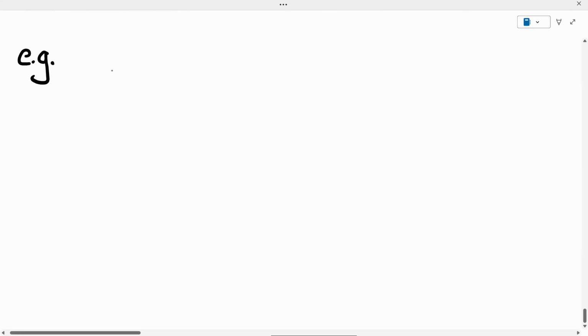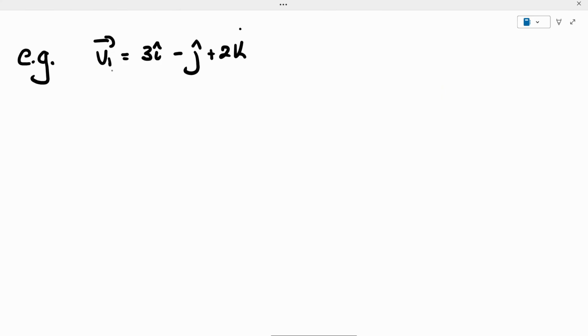Let's find the cross product between the two vectors. V1 is 3i minus j plus 2k, and V2 is i minus k. All right. So I'll help set you all up really quickly.